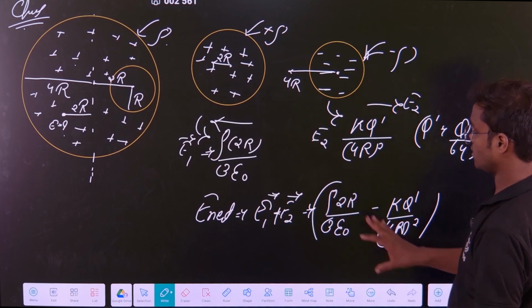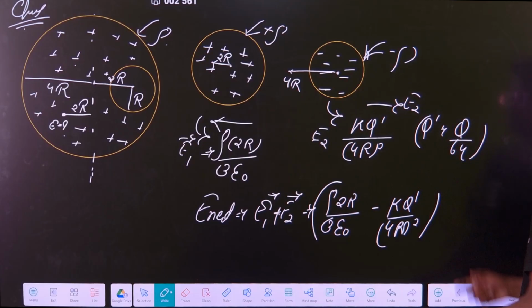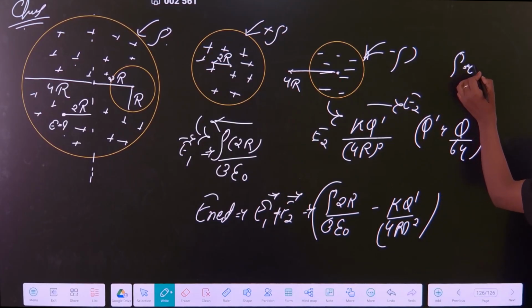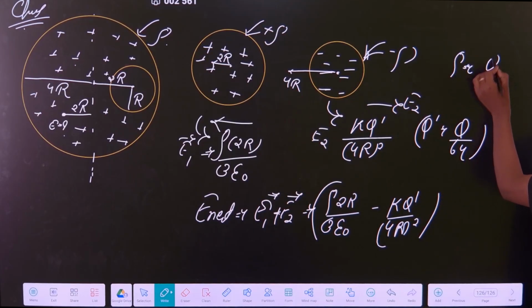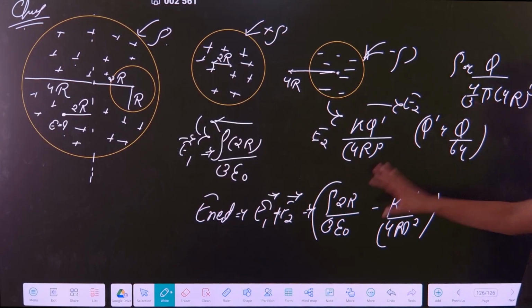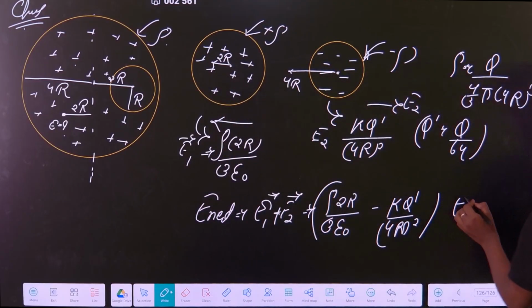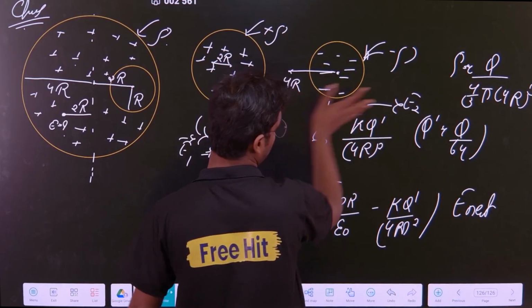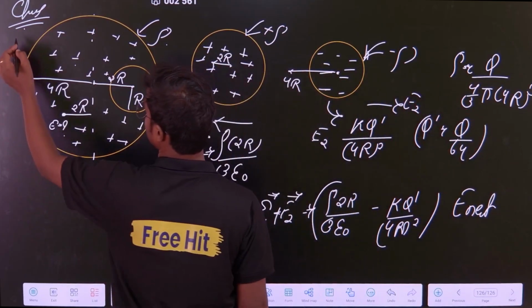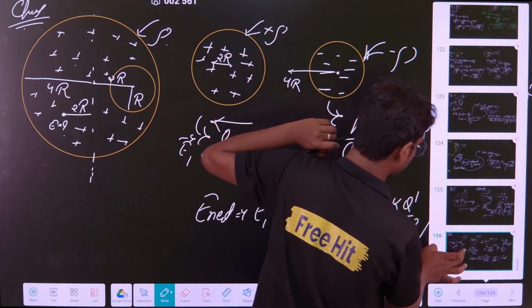Basically you just have to put the value of rho here. Q dash, you know what the value of rho is? Rho is simple, it is q upon 4 by 3 pi into 4 cube. Just put this value here and do the calculation, you will get the E net. If it comes positive, then it is in this direction. If it comes negative, then in this direction. Clear? So this is our example number 8.